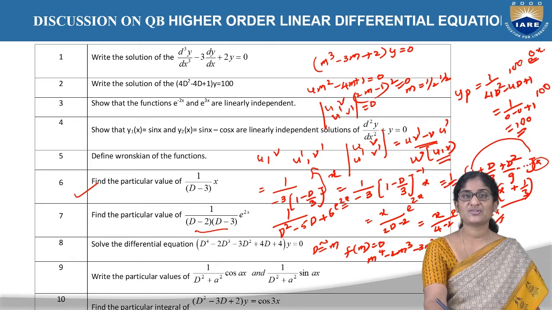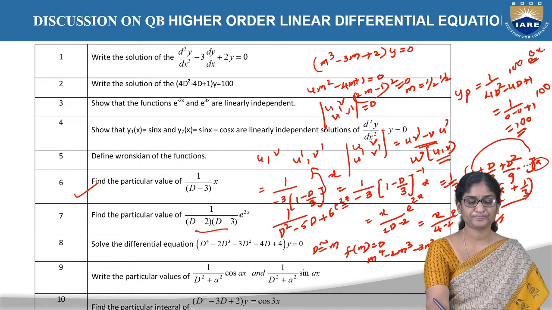The complementary function can be given as c1 e to the power of alpha x plus c2 e to the power of beta x plus c3 e to the power of gamma x plus c4 e to the power of delta x, if alpha, beta, gamma, delta are real values. Otherwise, if they are complex, it can be written as e to the power of alpha x into (c1 cos beta x plus c2 sin beta x), and so on.